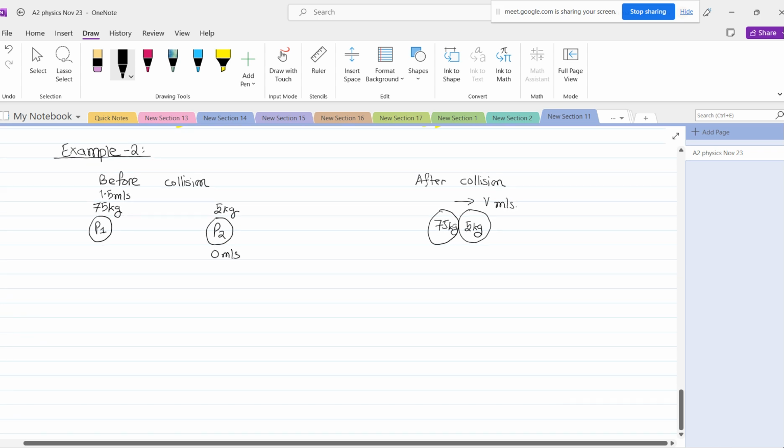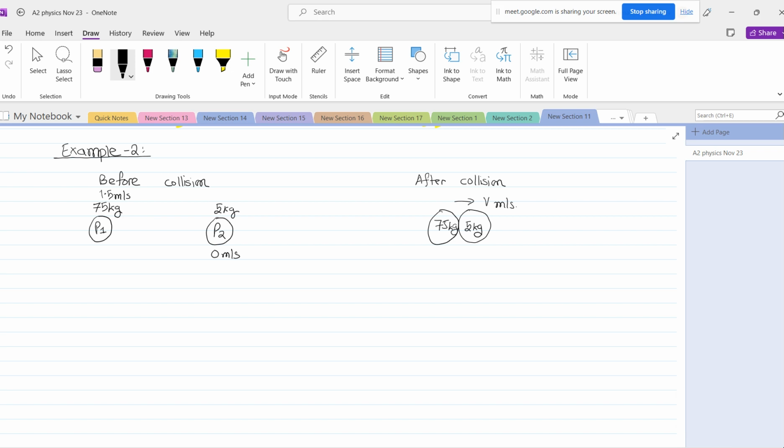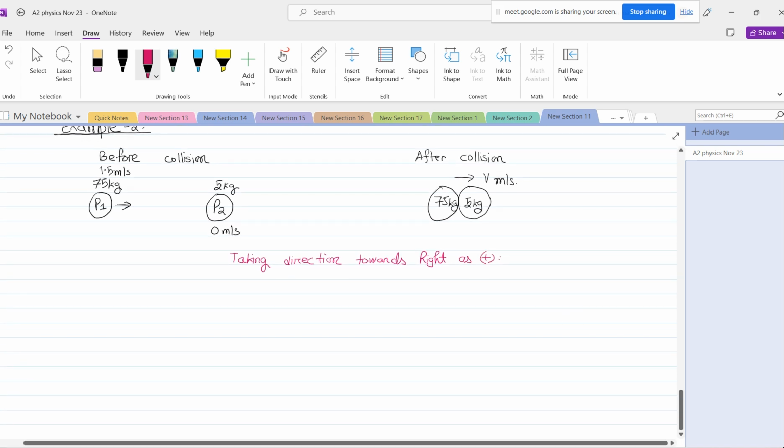Again, we still don't know whether the combined particles start moving towards the right or left. I am assuming that after collision, the particles combine together and start moving towards the right. As I'm assuming that, I need to make sure that the final calculation also gives this information. This was moving towards the right, so I am taking the direction towards the right as positive.